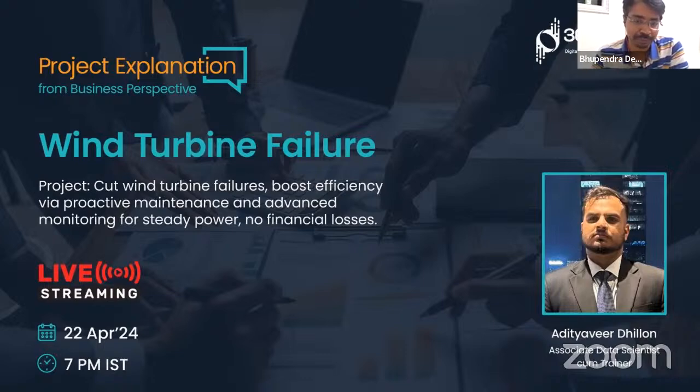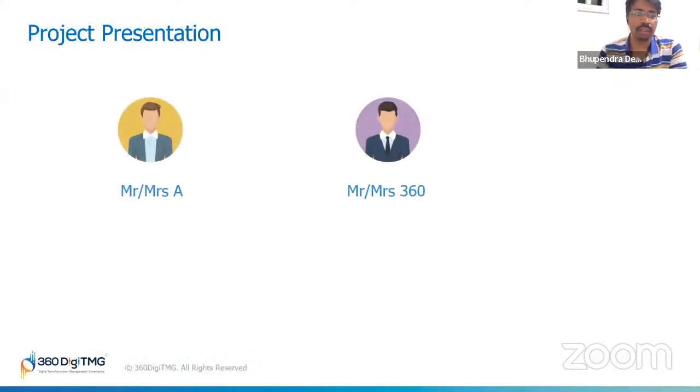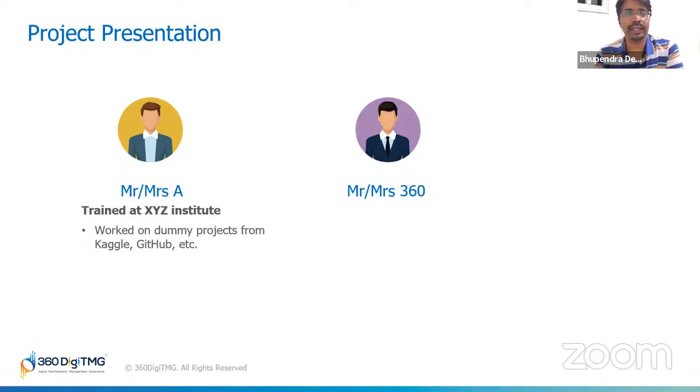Talking about the project presentation, we have Mr. or Mrs. A, and we have Mr. and Mrs. 360. Mr. A is trained at XYZ Institute and he has worked on many dummy projects from Kaggle, GitHub, etc. He has the same dummy projects that everyone talks about, right? And we always talk about the same.